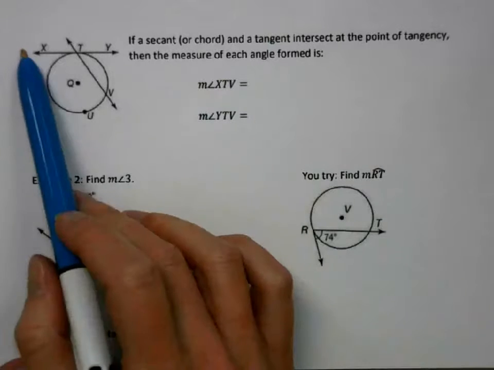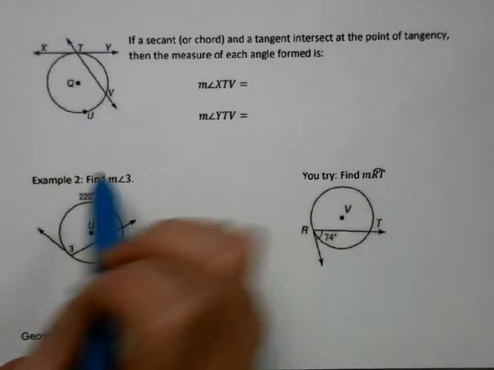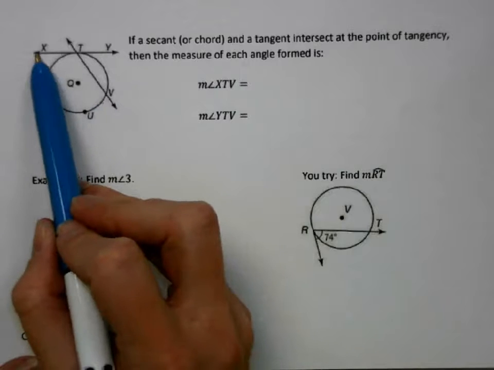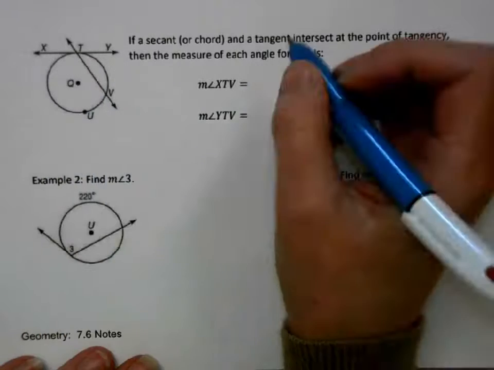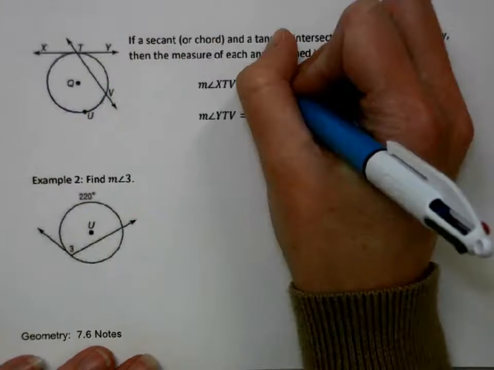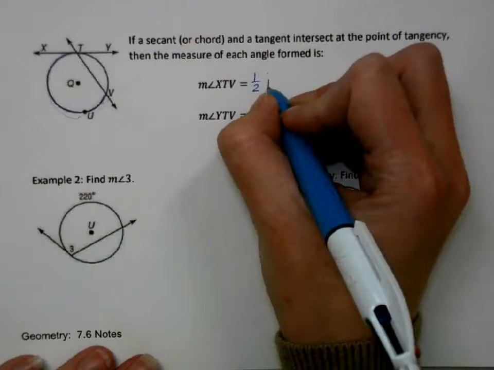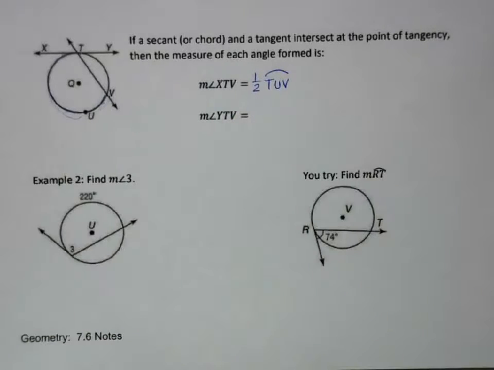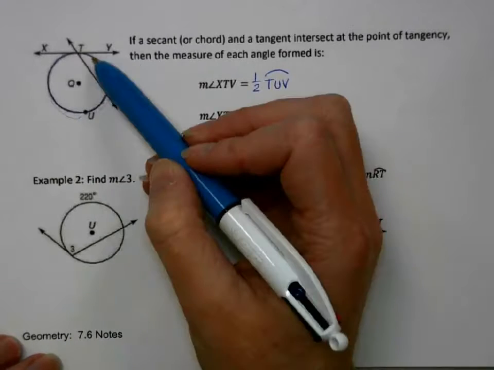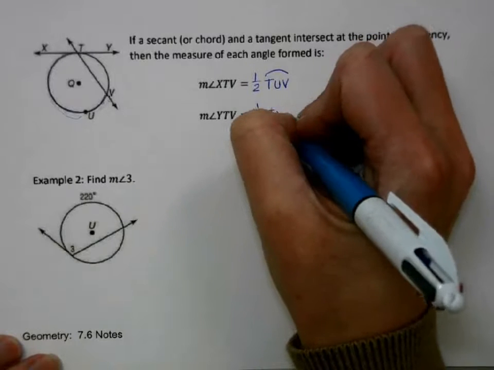Okay, next, if I have a tangent line and a secant line that intersect, we still have arcs that are formed, and there's still going to be a relationship between the angles formed and the arcs. So the measure of XTV, this angle, is going to be 1/2 of the arc that it's intercepting. So this is going to be half of arc TUV. Okay, because it really is technically an inscribed angle because its vertex is on the edge there. YTV is going to be 1/2 of TV.